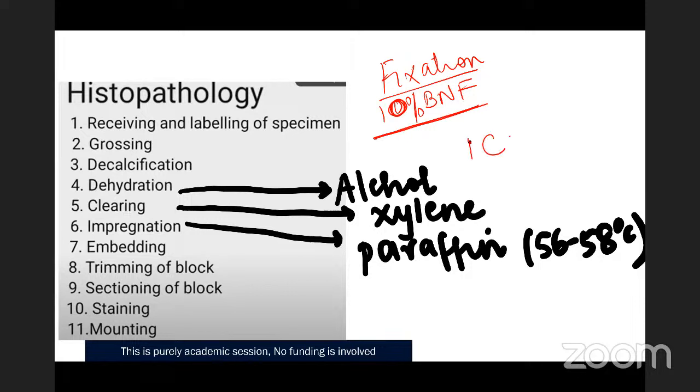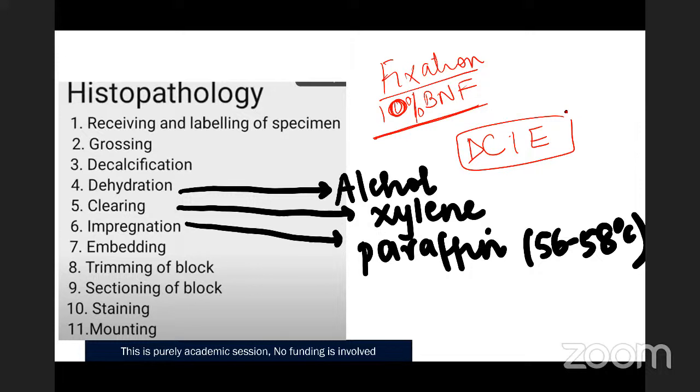Remember DCIE. There is a book called DACI for pathology, so DACI should be followed. What is DACI? First, dehydration should be done. Why? Because tissues contain a lot of water, so you have to remove the water. That can be done only by alcohol, so we use alcohol and dehydrate the tissue. Now alcohol goes into the tissue, so we have to remove the alcohol from the tissue. So we do clearing.